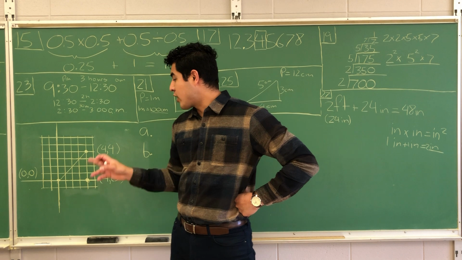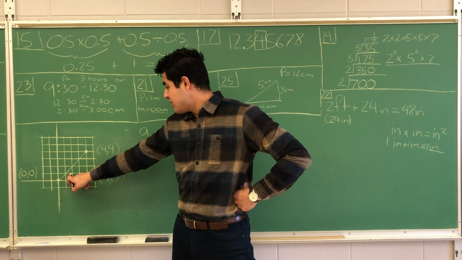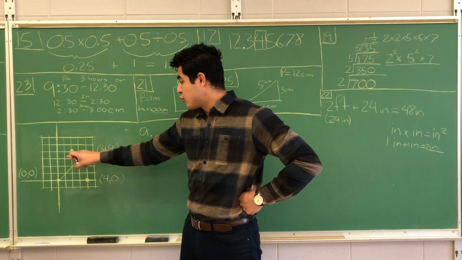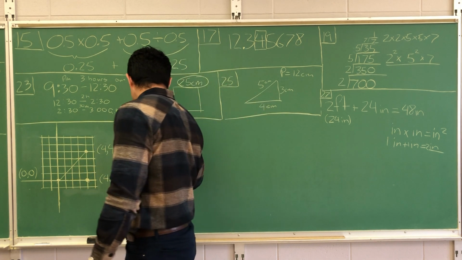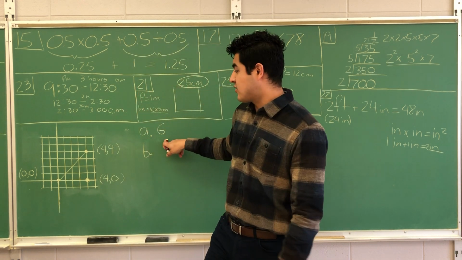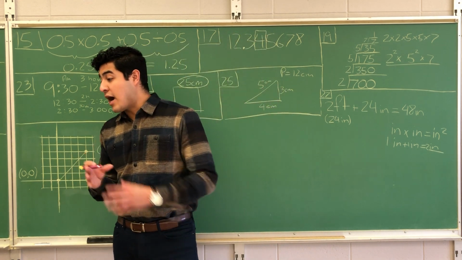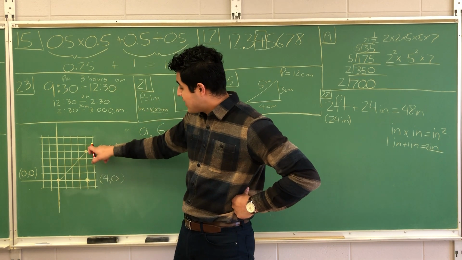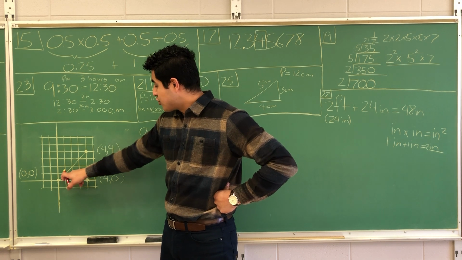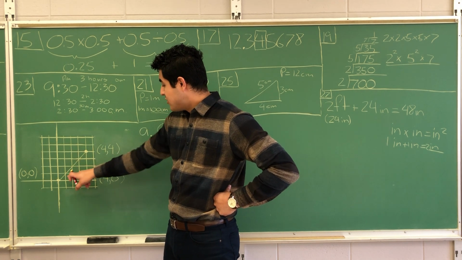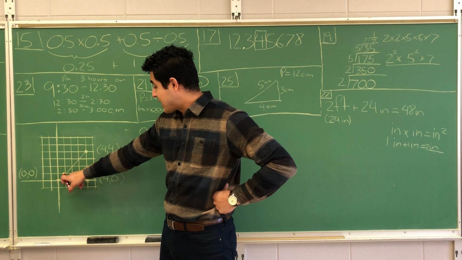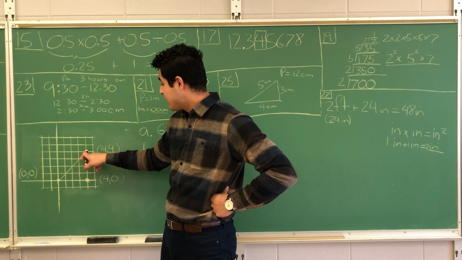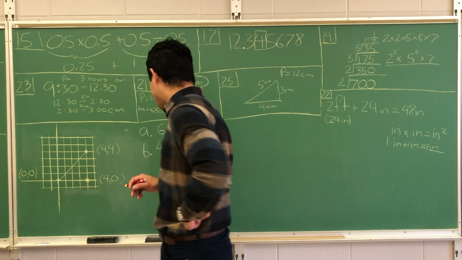How many whole squares are inside this triangle? So I count 1, 2, 3, 4, 5, 6. There are 6 full squares within this triangle, so the answer to letter A would be 6. And then part B says how many half squares are in the triangle. So if you see here, my line to make this side of the triangle cuts through the squares and cuts them in half. So I'm going to count these half squares here. 1, 2, 3, 4. So I count 4 half squares.